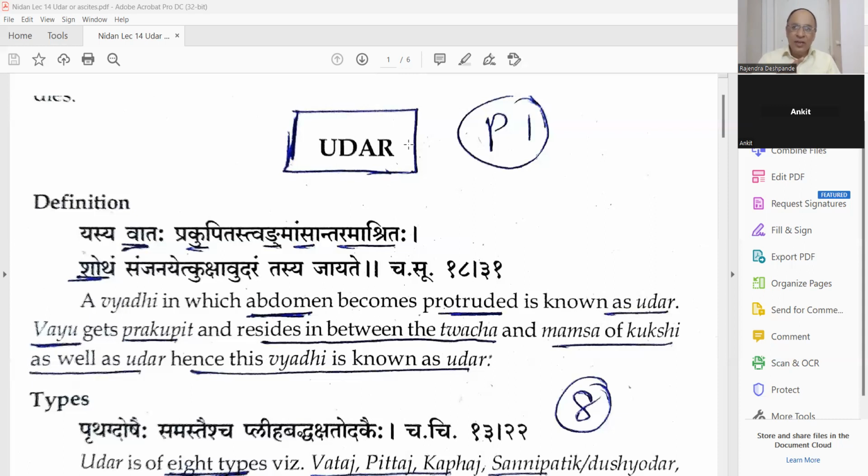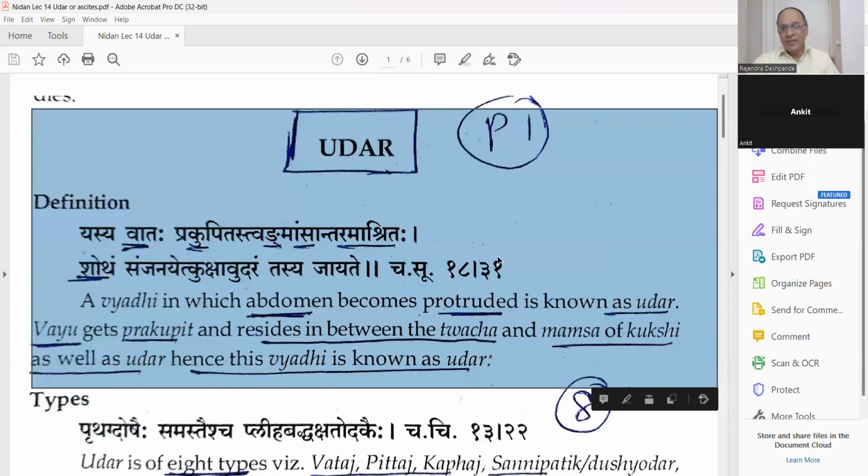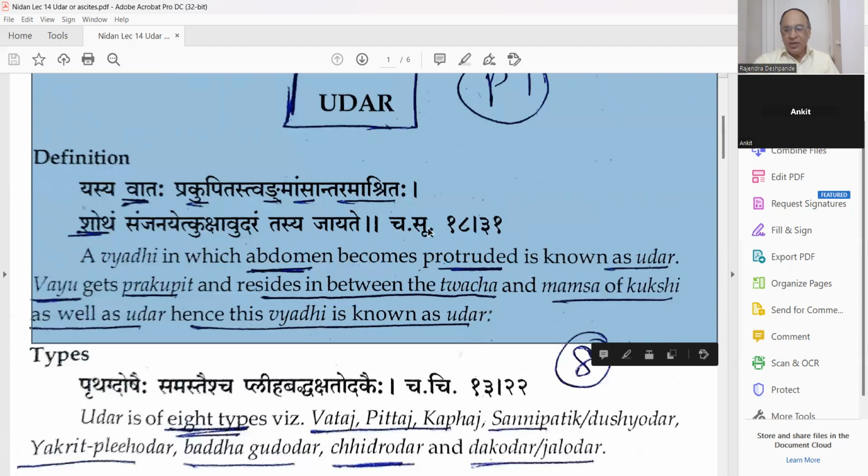So Udara is an accumulation of fluid in the peritoneal cavity. I think everything is now very clear. Now we will start to discuss one point after another. First, we will discuss the definition. Charaka Sutra Sthana 18/31: Yasya Vataha Prakupit. Vata is aggravated, so write down Vata Prakupit. V for Vata, P for Pitta, K for Kapha.